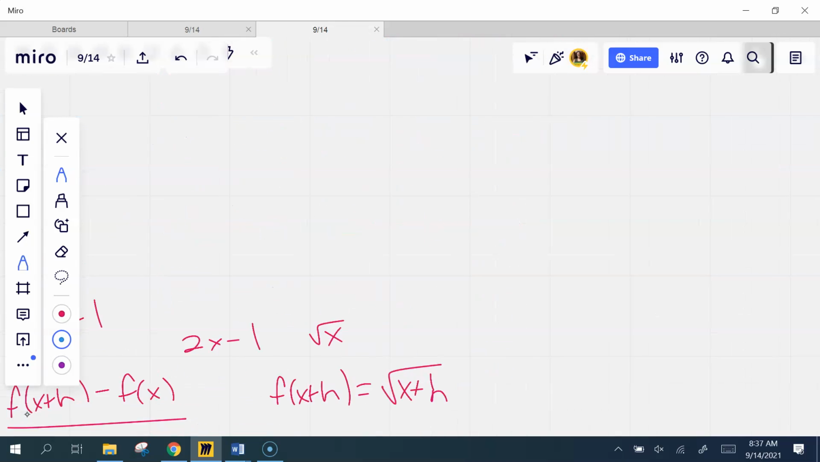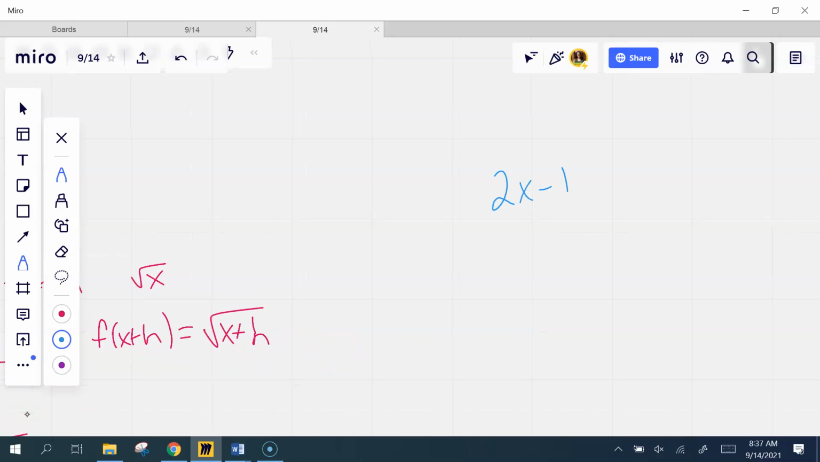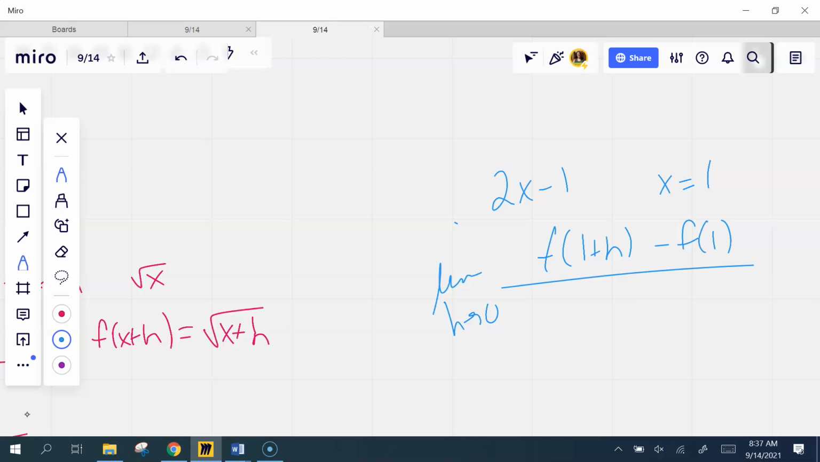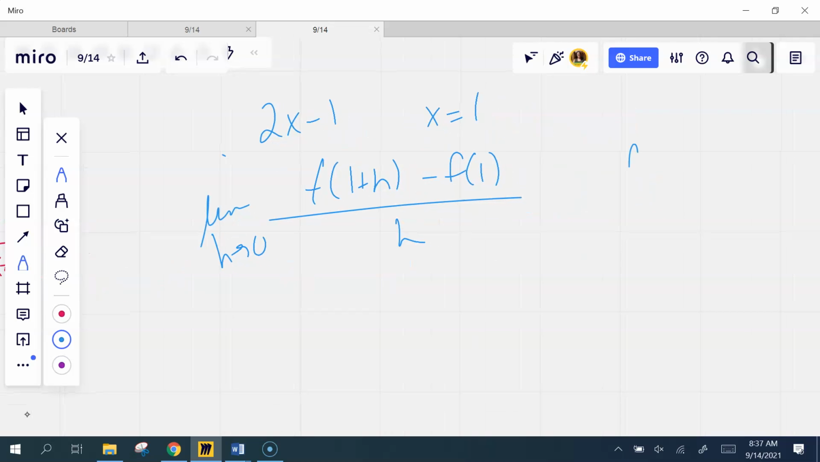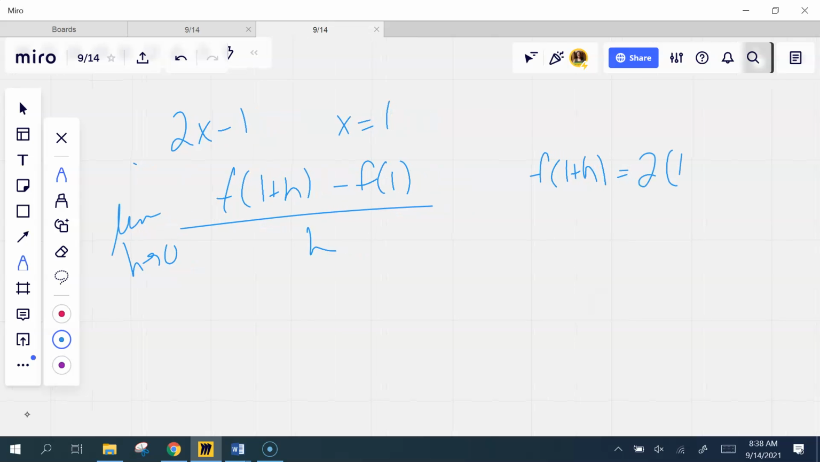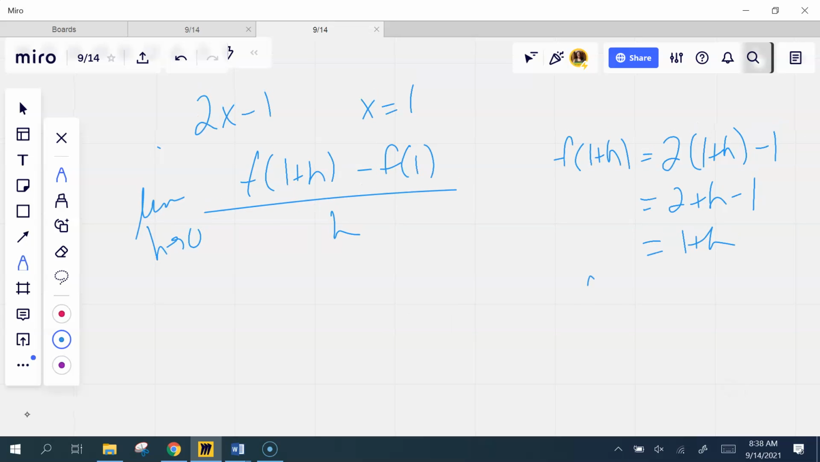Let me show you the other side quickly. It's a little easier. It's 2x minus 1 at x equals 1. So it's the limit as h goes to 0 of f of 1 plus h minus f of 1 over h. I always come out here to decide if there's anything even remotely complicated about it. It just helps me see what's going on. F of 1 plus h is 2 times 1 plus h minus 1, and f of 1 would be 2 times 1 minus 1. Well, this is a linear function, so it's a little bit easier.